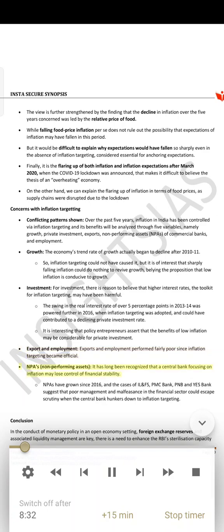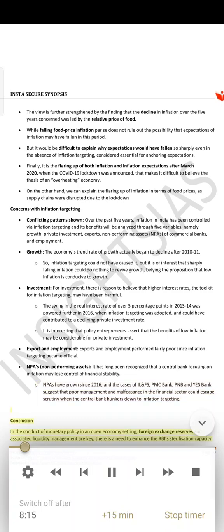NPAs, non-performing assets. It has long been recognized that a central bank focusing on inflation may lose control of financial stability. NPAs have grown since 2016, and the cases of IL&FS, PMC Bank, PNB and Yes Bank suggest that poor management and malfeasance in the financial sector could escape scrutiny when the central bank hunkers down to inflation targeting.